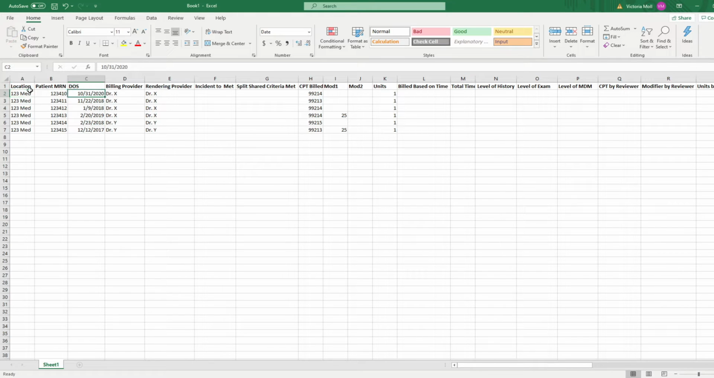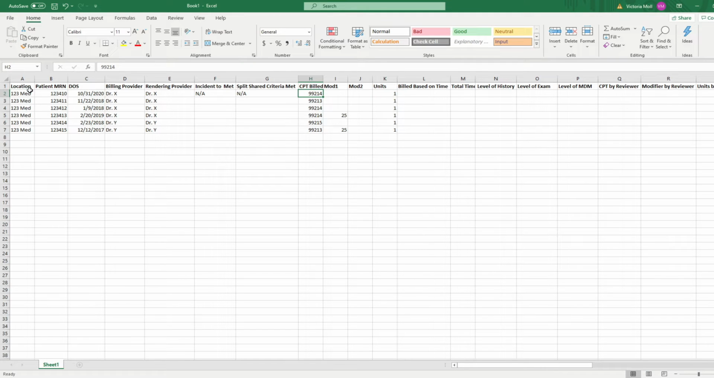This is a location, patient MRN. It's the right date of service, 10/31/20. Billing provider and rendering provider are the same. Incident-to doesn't apply here because we're not billing with a physician and a mid-level provider like a physician assistant or a certified registered nurse practitioner. We are also not doing shared/split because this wouldn't even be the right setting for shared/split. That can't be done in the office setting. It would be incident-to, and we didn't have any mid-level providers involved.